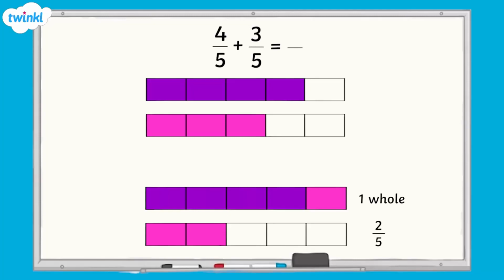Remember, when we add fractions with the same denominators, we just add the numerators and the denominator stays the same. So for 4/5 add 3/5, the denominator 5 stays the same, and we add the numerators 4 and 3, which equals 7. 5/5 makes 1 whole, so we can take 5 of the 7/5 to make 1 whole, and we're left with 2/5. 4/5 plus 3/5 equals 7/5, which equals 1 and 2/5.